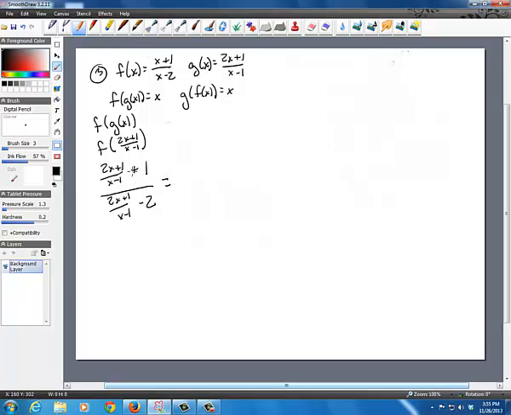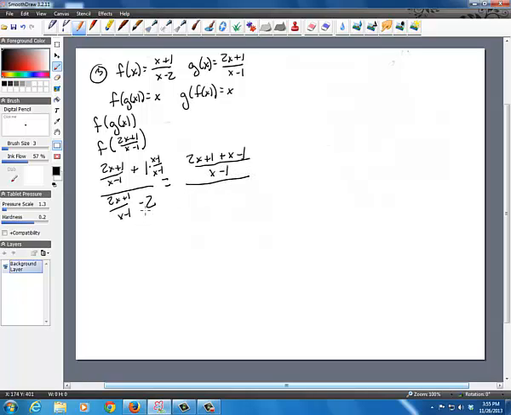Alright, so working with the top, I need to have a common denominator. Well, I can rewrite 1 as (x minus 1) over (x minus 1). So I end up with 2x plus 1 plus x minus 1, all over the common denominator x minus 1.